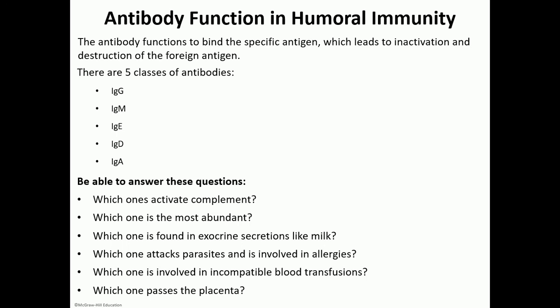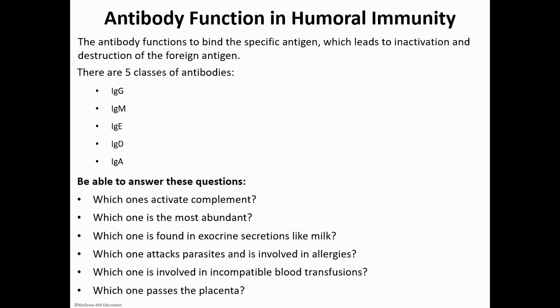We have 5 different kinds of antibodies. We've got IgG, IgM, IgE, IgD, and IgA. And for all these 5 classes of antibodies, you want to be able to answer the following questions. We'll go over these, I believe, on the next slide. Let me check. Okay, they are not on the slide, but you can go ahead and write these in.